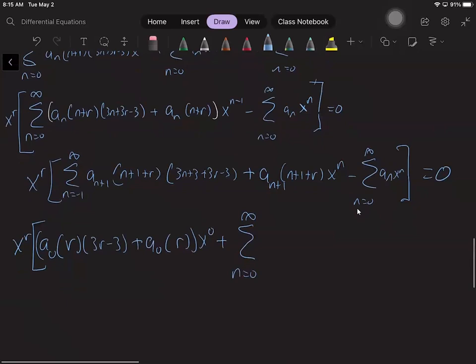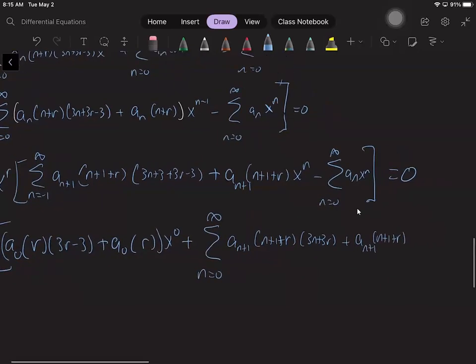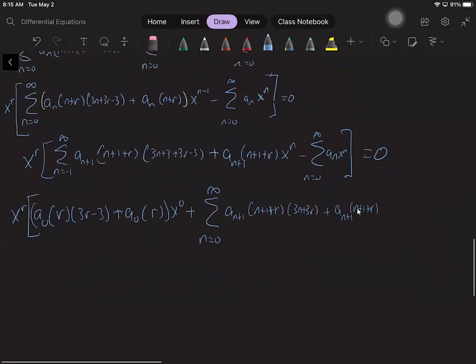And then I could factor out the x to the n from everything. So I have a_(n+1) (n plus 1 plus r)(3n plus 3r) plus a_(n+1) (n plus 1 plus r). So now I've factored out x to the n from both of them, minus a_n, and all of that is times x to the n. Okay.